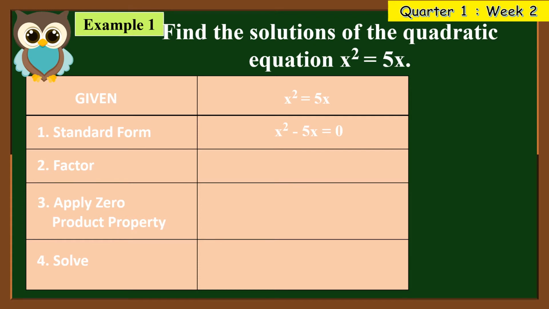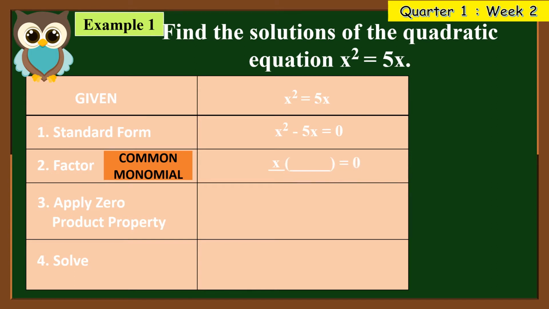After writing the given quadratic equation in its standard form, we may now factor it out. And the factoring technique that we are going to apply on this kind of equation will be the common monomial factoring. So we have to get the common factor of the two terms that we have. And the common factor of x squared and 5x is x. And that will be the first factor of our quadratic equation.